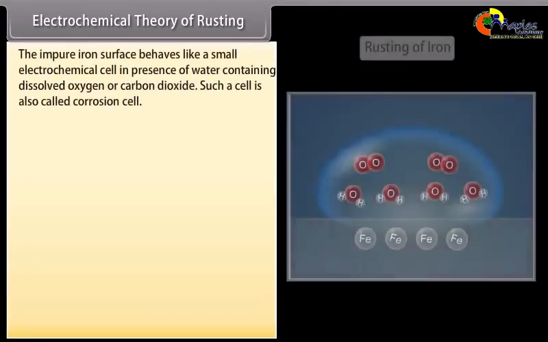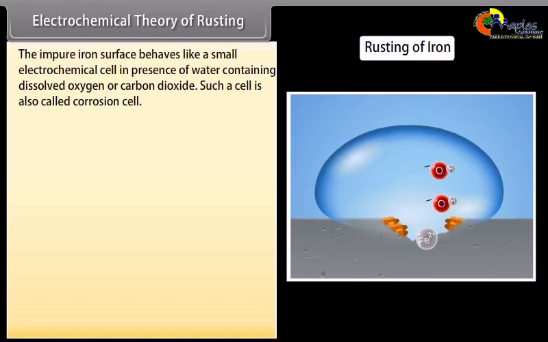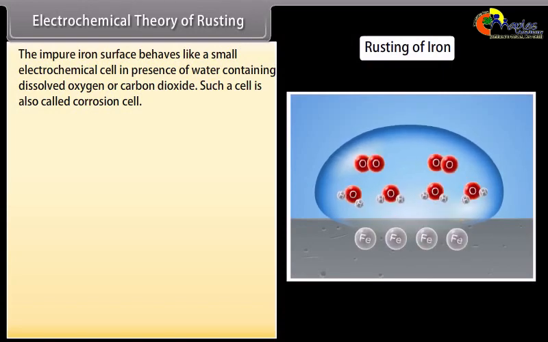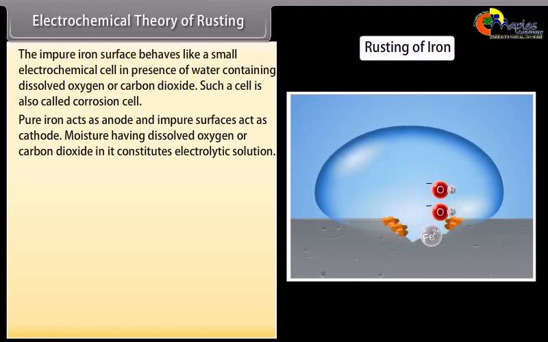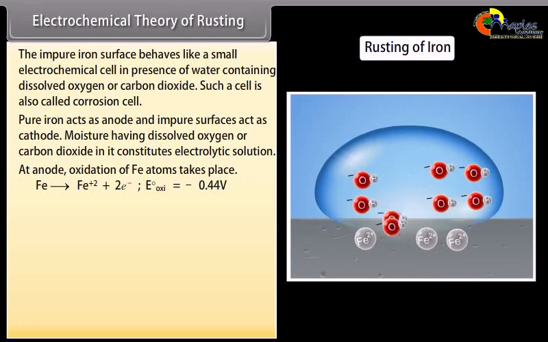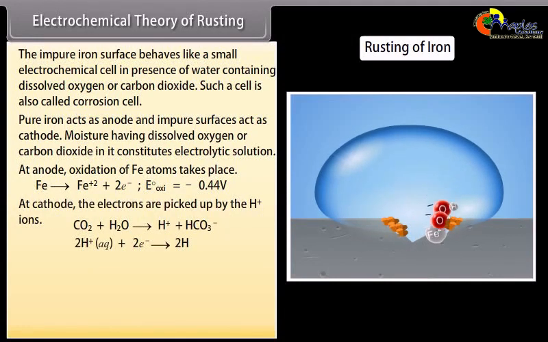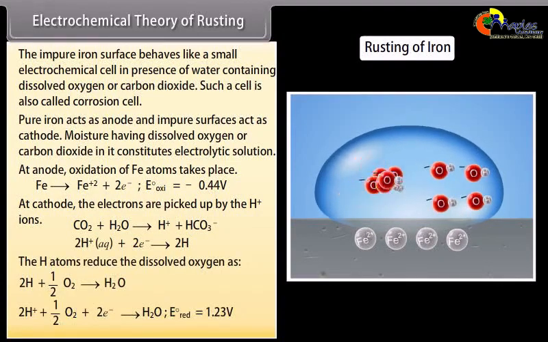Electrochemical theory of rusting. According to this theory, the impure iron surface behaves like a small electrochemical cell in presence of water containing dissolved oxygen or carbon dioxide. Such a cell is also called a corrosion cell. Pure iron acts as anode and impure surfaces act as cathode. Moisture having dissolved oxygen or carbon dioxide in it constitutes the electrolytic solution. At the anode, oxidation of iron atoms takes place. At the cathode, the electrons are picked up by H+ ions. The hydrogen atoms reduce the dissolved oxygen.